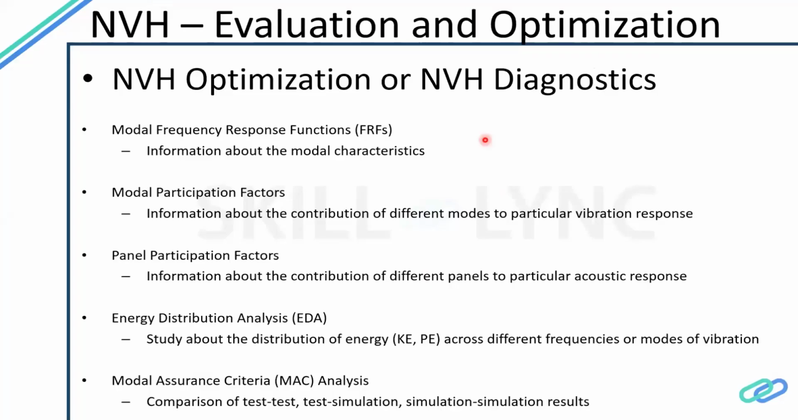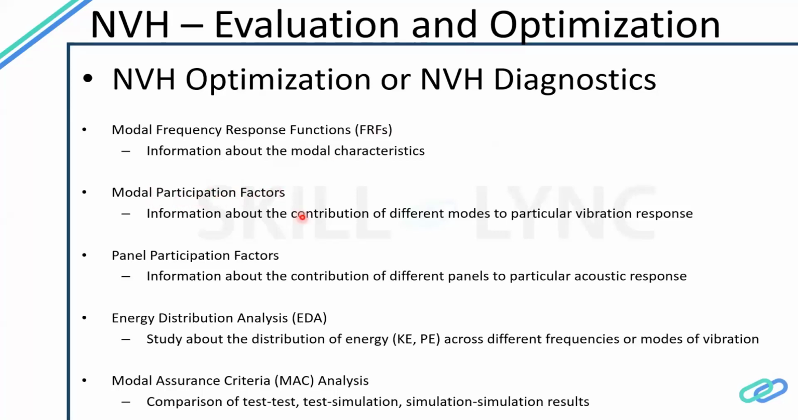Yeah, once we know how to evaluate the vibration characteristics of automotive structure or any structure, next comes the important topic, that is optimization or diagnostic techniques. We need to somehow eradicate or at least reduce the effect of these vibrations. As I already mentioned, we have to calculate the modal frequency response functions, or FRFs, to get information about the modal characteristics. Then we have to calculate the modal participation factors.